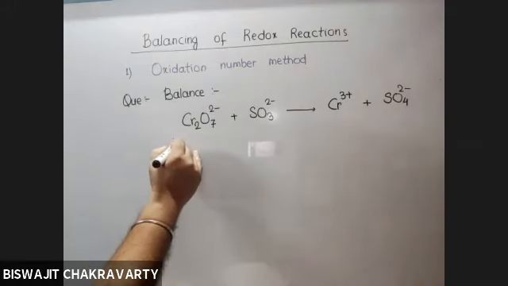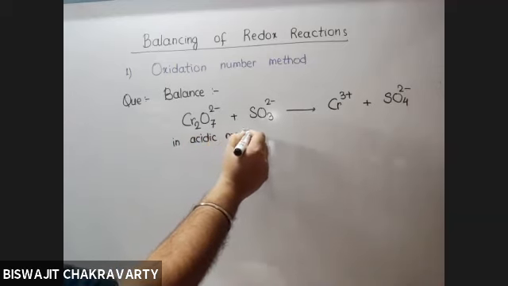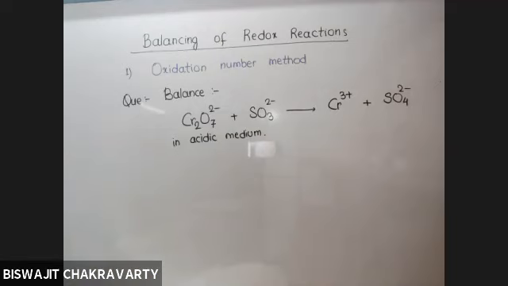In acidic medium. So you will be provided with either an acidic medium or basic medium. And I'll tell you that under acidic medium, what is the procedure, and under basic medium, what is the procedure. So at first, what you need to do is, you have to calculate the oxidation number of each and every element if it is present in molecular form. So how to calculate it? We have already discussed how to calculate the oxidation number.